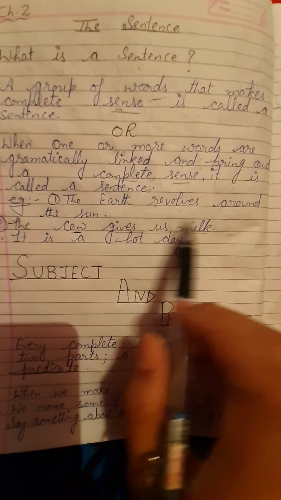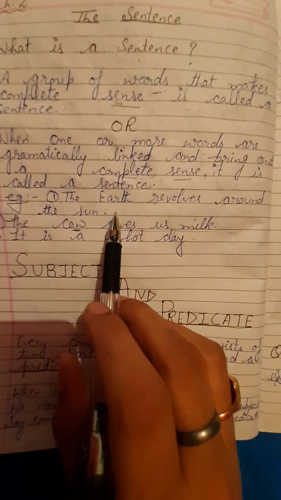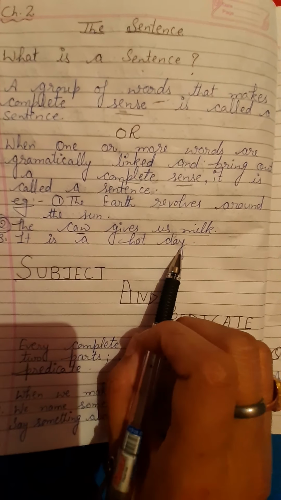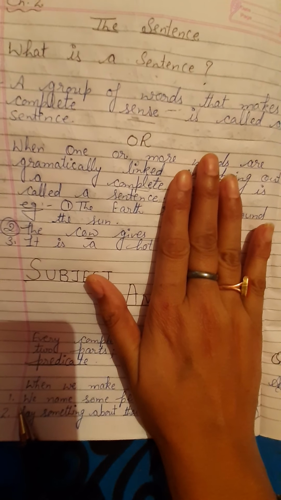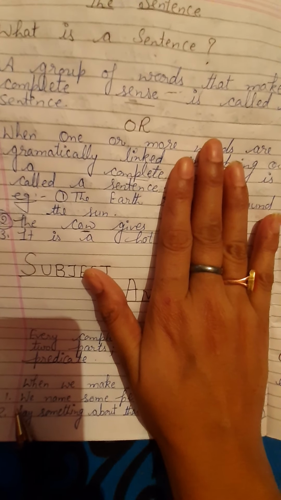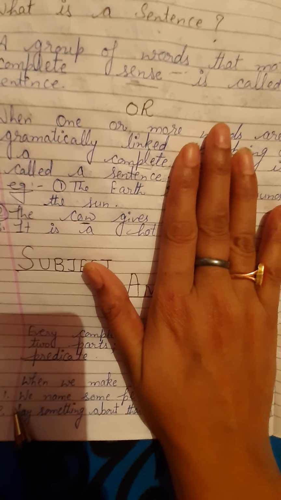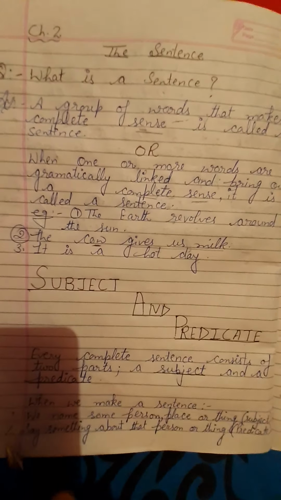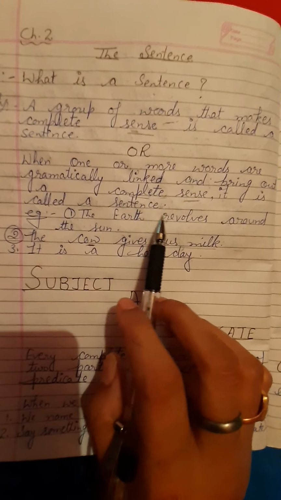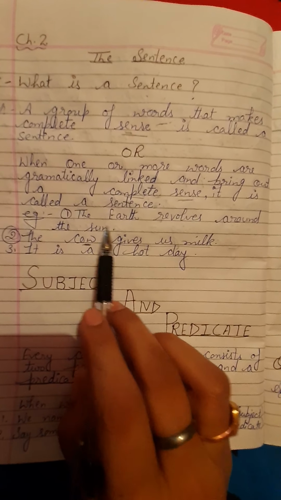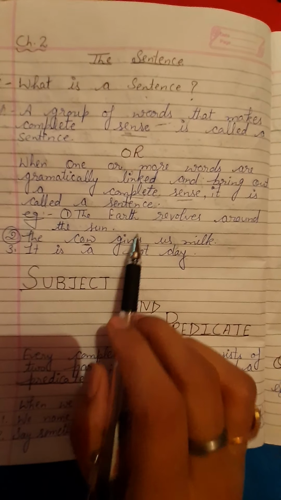Example is here: the earth revolves around the sun. It makes a complete sense, so we can call it a sentence. The cow gives us milk. It is a hot day. So here, if we just say the earth, it is not a complete sentence. It doesn't make a complete sense. The earth, what? Earth is there, but what earth? क्या कर रही है? Nothing. So for making a complete sense, we have to write these words: the earth revolves around the sun, so that this sentence makes a complete sense, so we can call it a sentence.